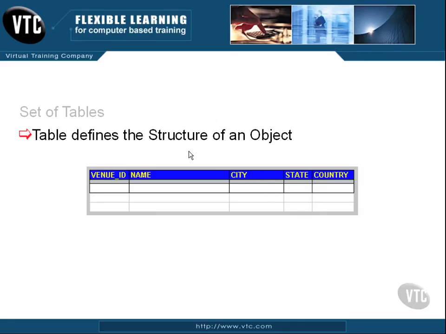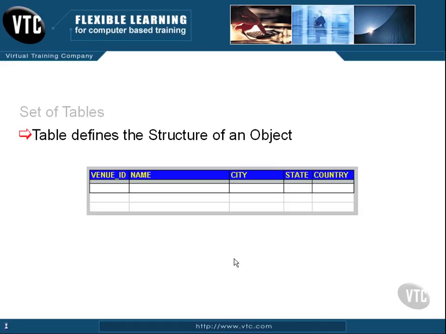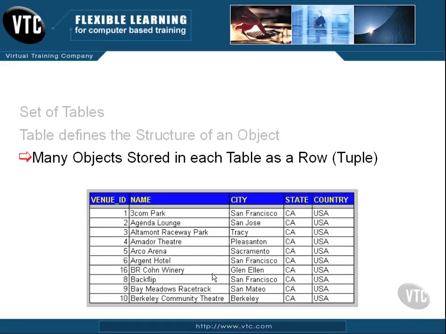The table defines the structure of an object, the metadata. So here we have the venue table with the name, the city, the state, the country field, and the venue ID field. If we go back, we'll see the venue table right here. So, now let's go forward again. As you can see, the data is stored inside the structure of the table. The metadata table structure applies an enforced structure to the data.